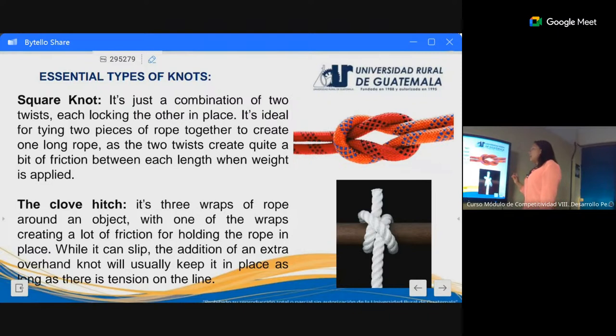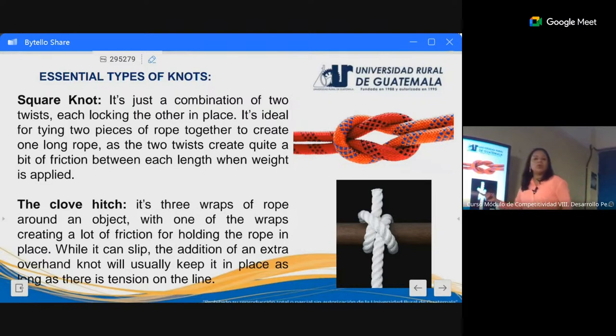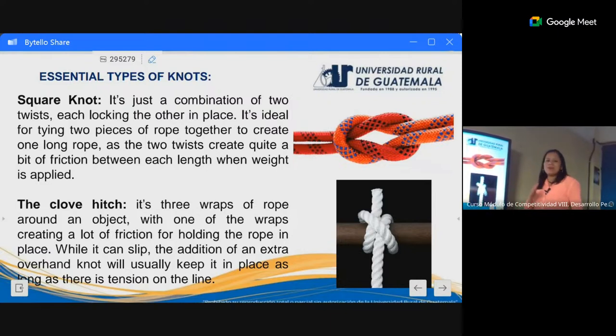Then we have the clove hitch. This is the one that I just showed you there in the link. It says the clove hitch is three wraps of rope around an object, with one of the wraps creating a lot of friction for holding the rope in place. While it can slip, the addition of an extra overhand knot will usually keep it in place as long as there is tension on the line. So this is another type that we have. As I told you before, I'm just going to show you six, but in the link there are more than six. There are like a hundred types of knots that are really very useful for us to know.